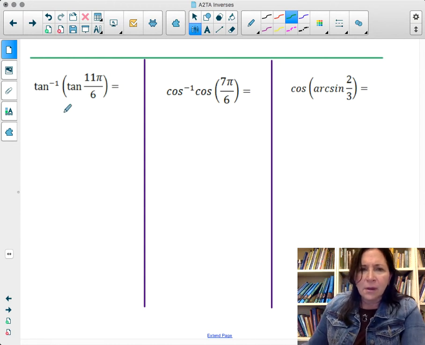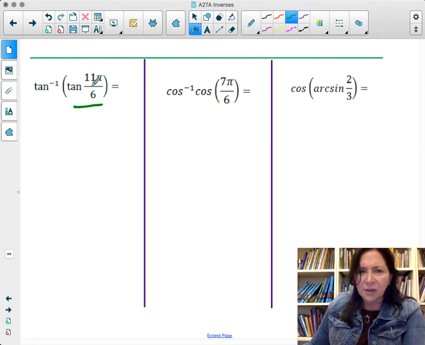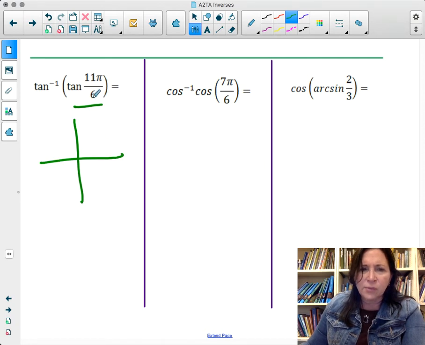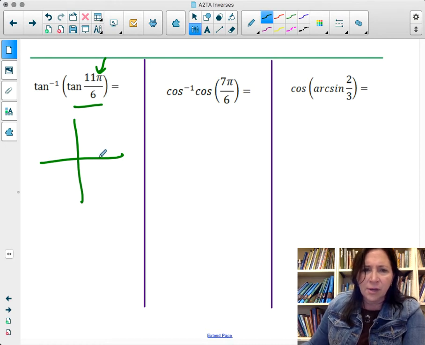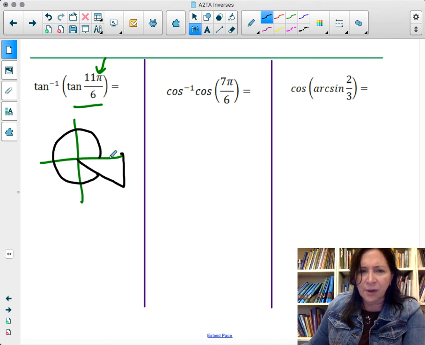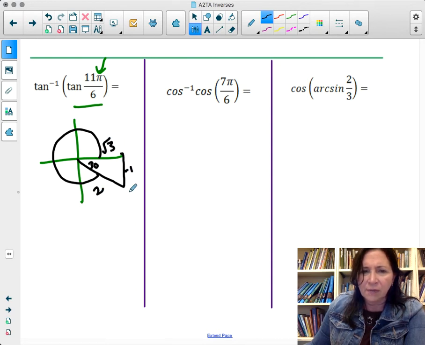3 more. Inside out. So do these inside ones first. This is saying, what is tangent of 11 pi over 6? So let's graph that first. So this is 1 and 5/6, right? So let's draw that. So here you go. 1 and 5/6. 6 goes into 180 30 times. We have a 30-degree reference. So that means that this is 1, 2, square root of 3. But remember, this is negative 1.